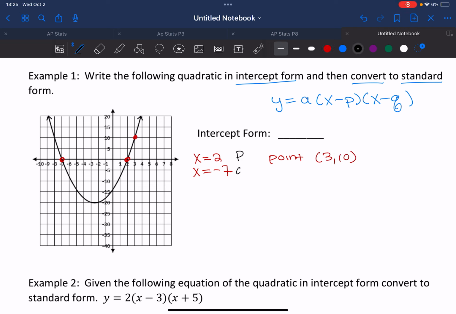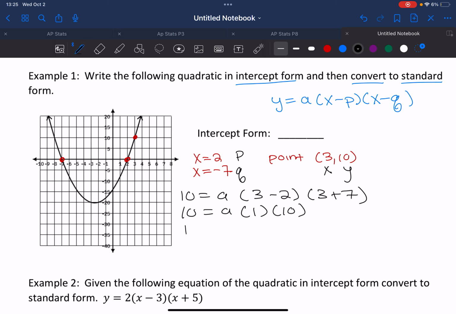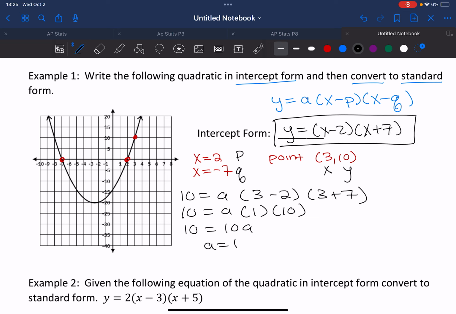So we know this is P, this is Q, this is X, and this is Y. So I have 10 is equal to A, 3 minus 2 times 3 plus 7 because of that negative. 10 is equal to A times 1 times 10. So 10 is equal to 10A, and when we divide both sides by 10, we get A is equal to 1. So that means I have the intercept form of y is equal to x minus 2, x plus 7. That's my first answer.